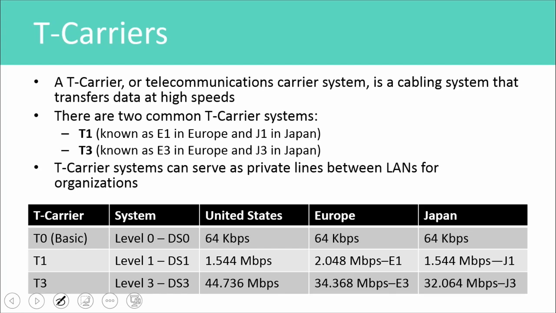It's a dedicated line, right? So if you have a line leased from a T-carrier, you're going to have some pretty high transfer speeds. There are two common carrier systems. There's T1, which is also known as E1 in Europe and J1 in Japan, and then T3, which is known as E3 in Europe and then J3 in Japan, respectively. These are private lines between LANs, and sometimes you might find different offices using T-carrier systems.